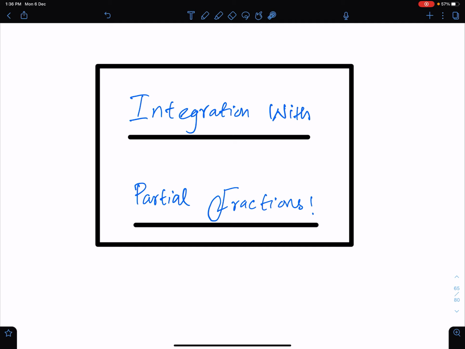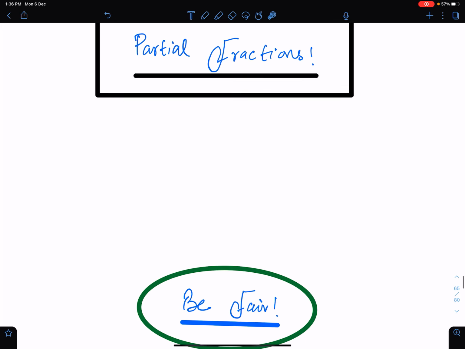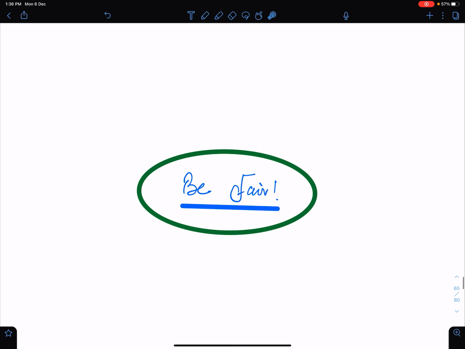This lecture is of important concepts of integration with partial fractions with examples. An important advice for me and for everyone: we must be fair to others.